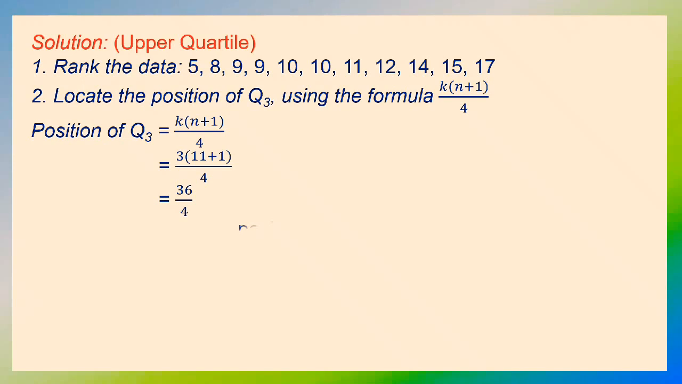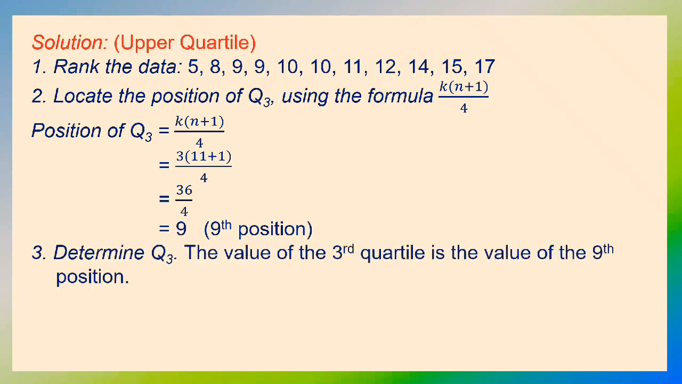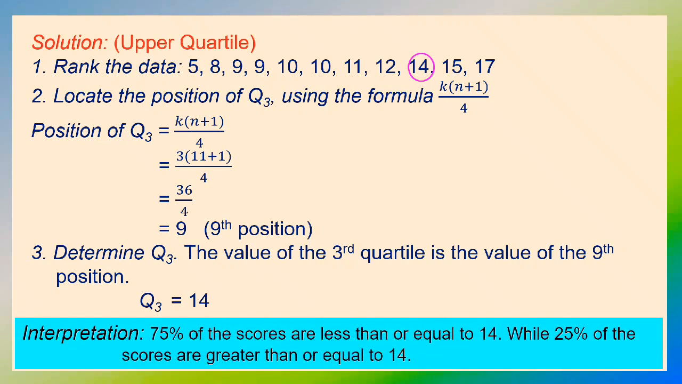So since we got an exact value, we are going to directly locate the ninth position in our set of data. By counting, the value of the third quartile is in the ninth position, and that is exactly equal to 40. By interpretation, class, it means that 75% of the scores are less than or equal to 40, while 25% of the scores are greater than or equal to 40.